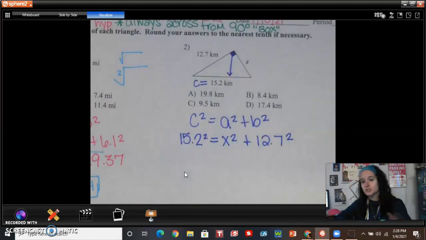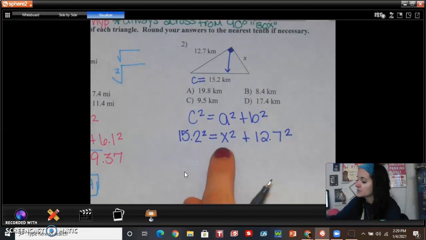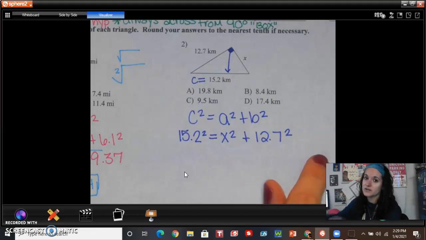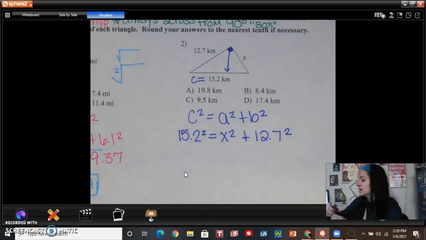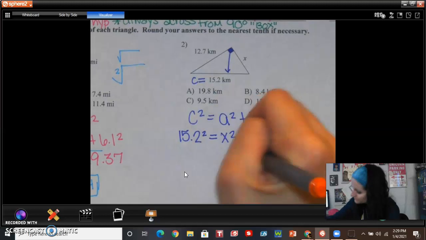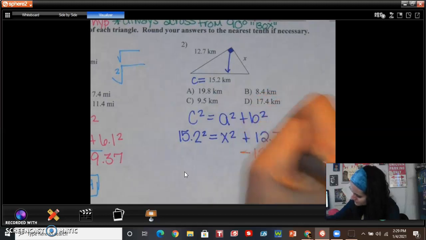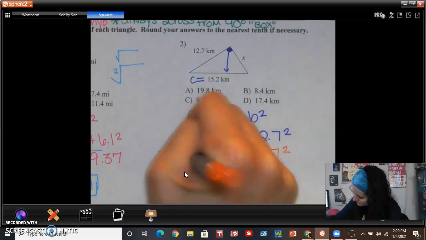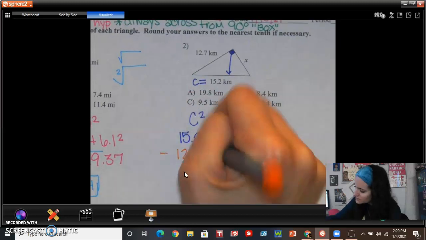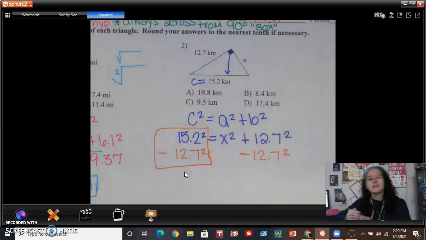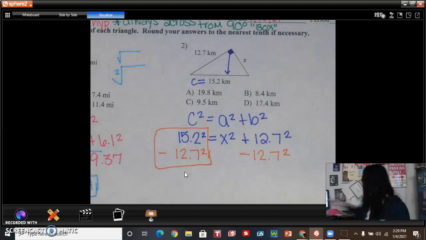All right, now there are two ways you can do this. You can go ahead and square them and then solve, or you can just leave them as they are and put them all together. So for example, if I have X squared plus 12.7 squared and I need to get rid of that 12.7 squared, I would move it by doing the opposite. So the opposite of an addition would be a subtraction. So now you can type all of this in your calculator together, kind of like what we did on the other side with addition. We're doing it with subtraction.